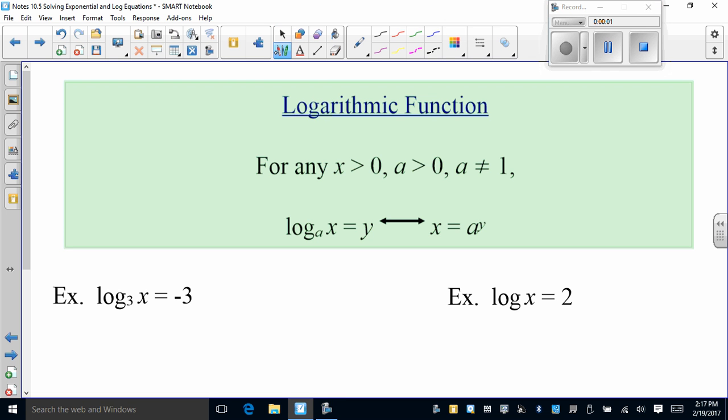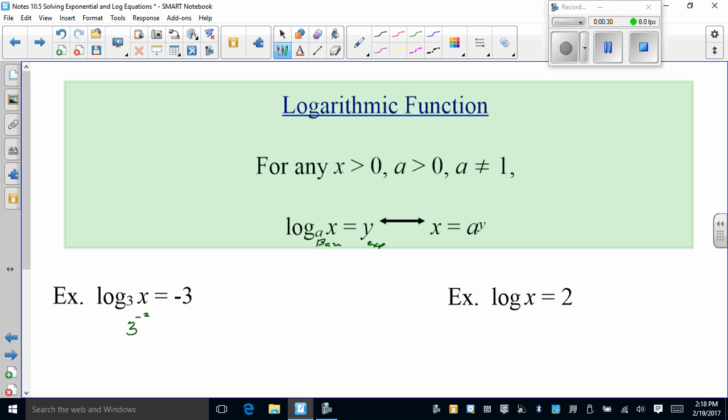This is a repeat one, logarithmic function, how to go from exponential to logarithmic or logarithmic to exponential. Remember, this is your base, and this is your exponent. And so the base goes under the exponent, so x equals a to the y. Base, exponent, so 3 to the negative third equals x.